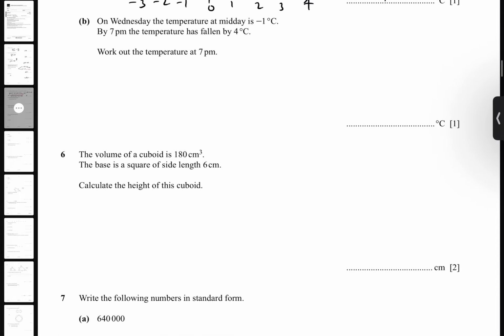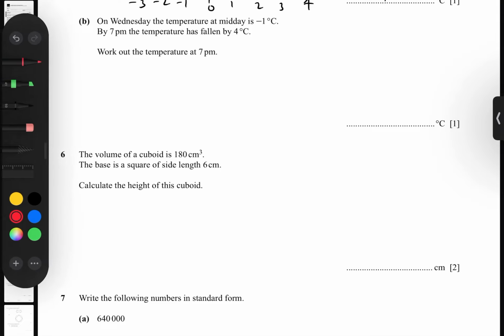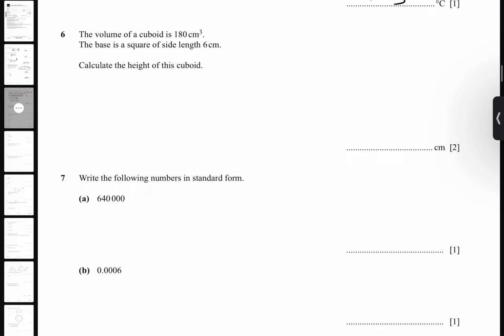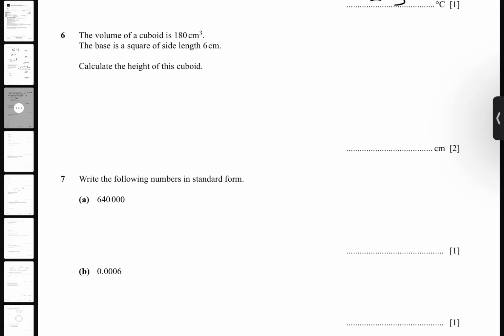Let's move on to question number B now. It says, on Wednesday, the temperature at midday is negative 1 degrees. By 7 p.m., the temperature has fallen by 4 degrees. So work out the temperature at 7 p.m. When it says fallen, it means it goes down from negative 1 by 4 degrees. So basically subtracted by 4, which is negative 5 degrees. And that's the answer for B. Moving on to question number 6, it says the volume of a cuboid is 180 centimeter cube.